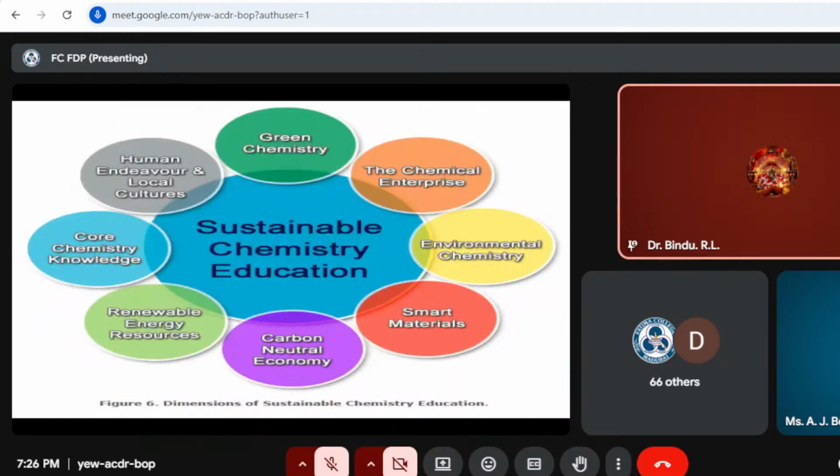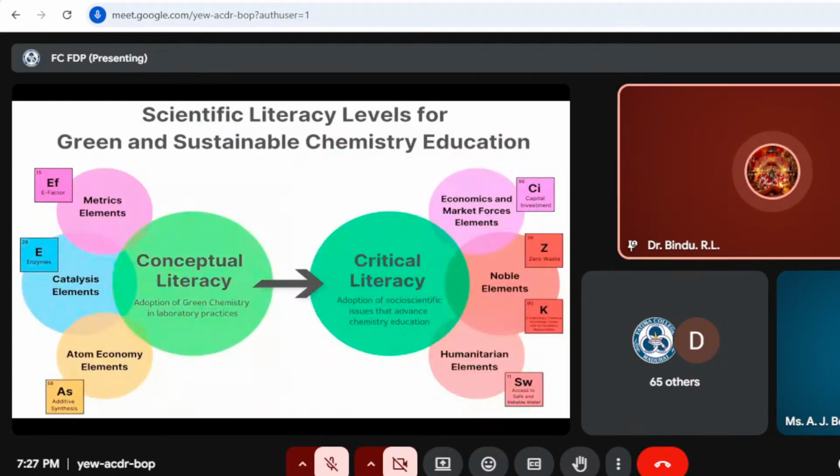Next. Sustainable chemistry education. We have to focus on sustainable chemistry education, taking into consideration all these aspects. Next. Next. So what we have to do for this sustainable chemistry education? One thing is conceptual literacy, that is having knowledge about everything, and critical literacy, that is adoption of socio-scientific issues that advance chemistry education. And it has some different aspects also. So instead of just having the information, we have to think critically, act purposefully, and deal effectively with the issues in the environment so that we can have more sustainable living and lifestyles. Next.